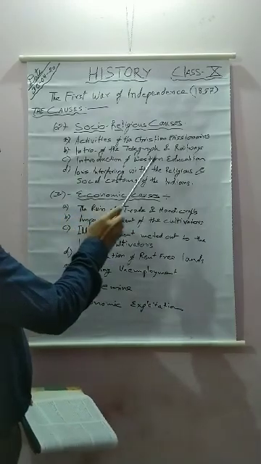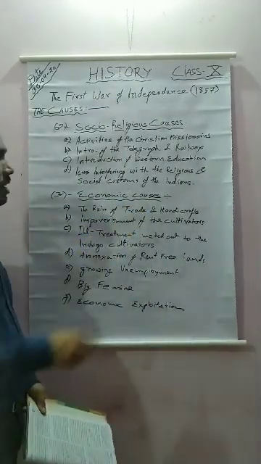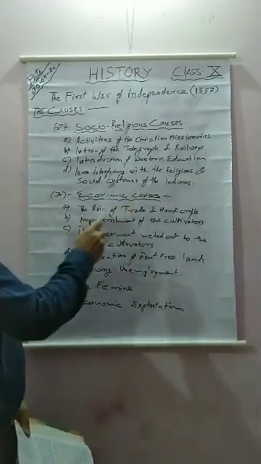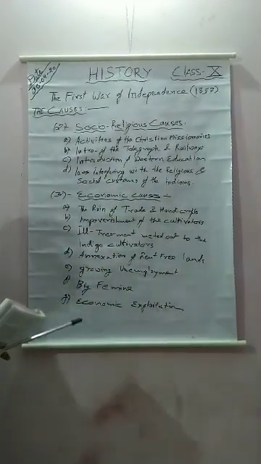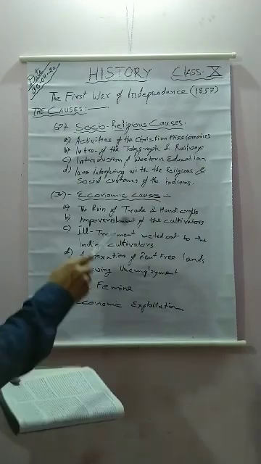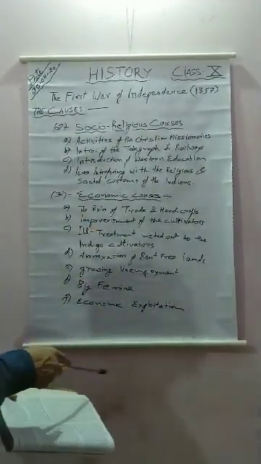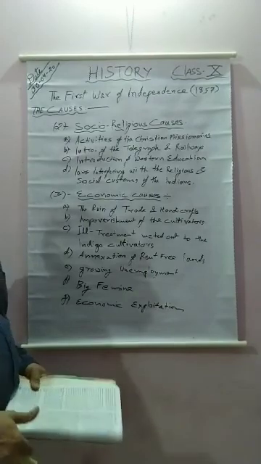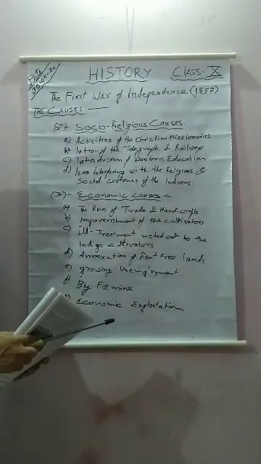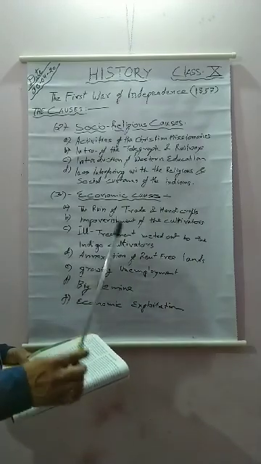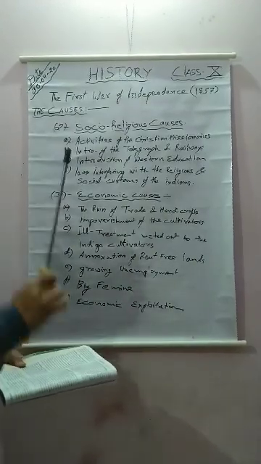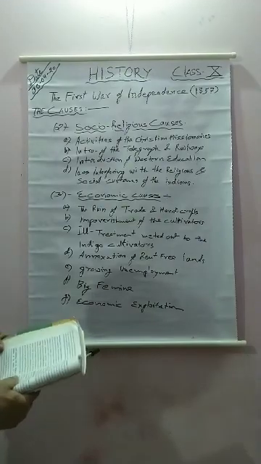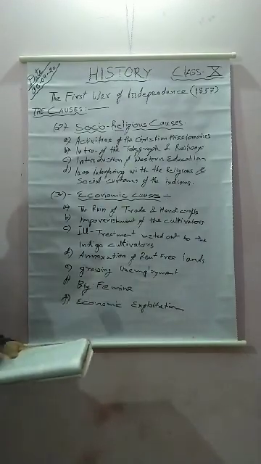Now, the last one, laws interfering with the religious and social customs of Indians. We need to understand which law could interfere with the religious and social customs of Indians. There were some customs which were abolished and abandoned by the British. One custom in Indian Hindu society was the sati pratha. Under this sati pratha, if anyone's husband died, the wife of the same husband was supposed to die along with the husband in fire. This was abolished.